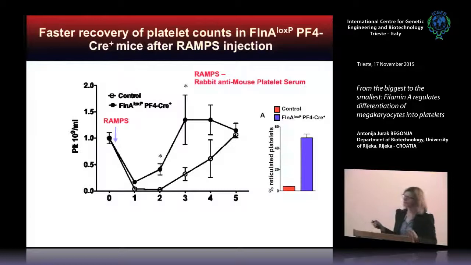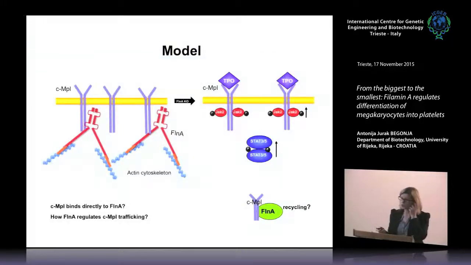And another important sign of increased megakaryopoiesis or young platelets is that these platelets that are being released from Filamin A LOXP PF4 mice, they are rich in mRNA, or these are so-called reticulated platelets. So there's a stain that stains specifically mRNA, and in this case you can see the percentage of your young platelets in circulation.